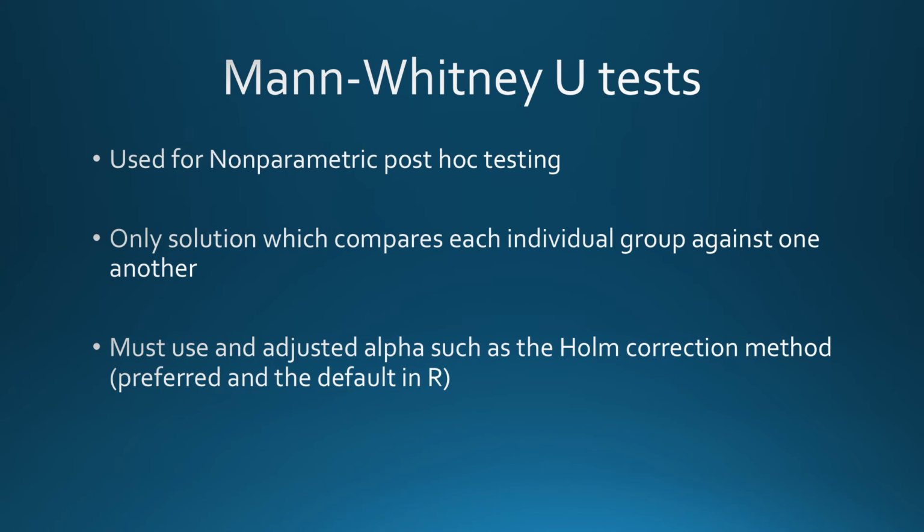So now we have to come up with a way to do comparison between the groups. And the Mann-Whitney test is going to be the best way, or actually the only solution, to compare individual groups against one another. This is normally the way that you would do non-parametric testing. It must use an adjusted alpha, such as the Holm correction method. This is normally the preferred method for this technique of non-parametric post hoc testing, and it's also the default setting in R.